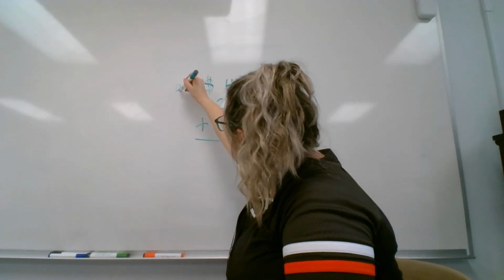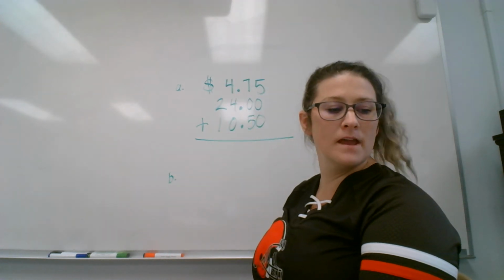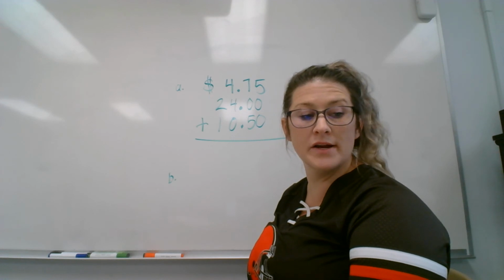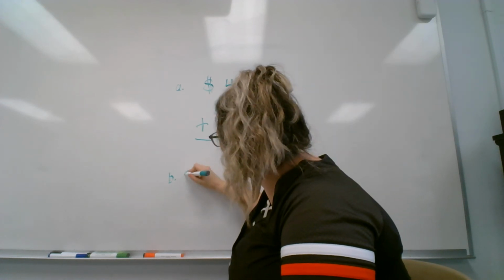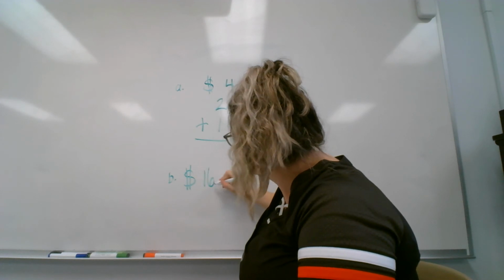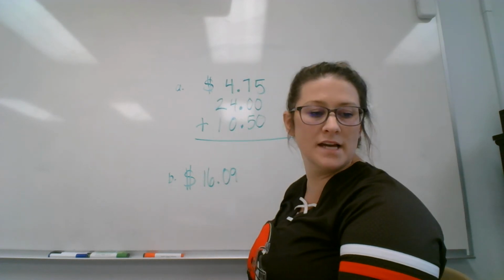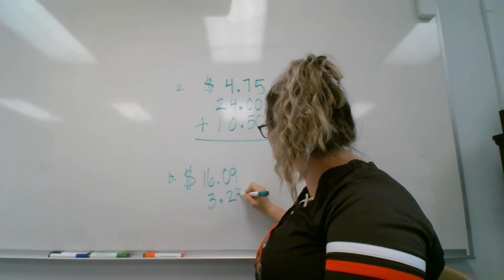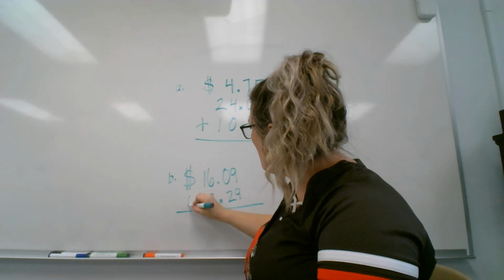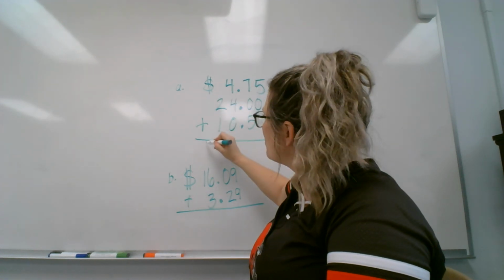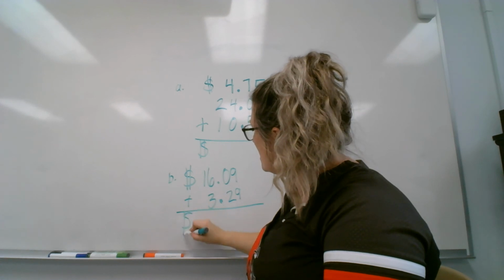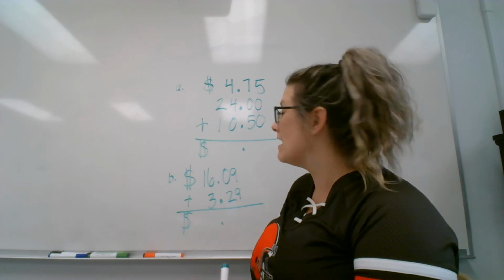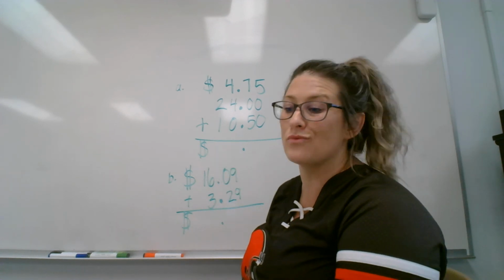Problem B. Joan bought a tire and a ball. I'm going to add up the prices for the tire and the ball. So $16.09 for the tire and the ball, $3.29. I'm adding those up. Don't forget to bring that money sign down as well as that decimal, because that is part of your answer. If you are missing either of those in your answers, they are wrong.